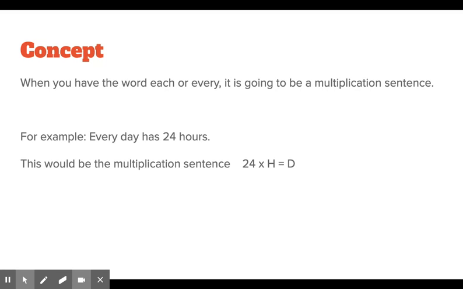For example, every day has 24 hours. This would be the multiplication sentence: 24 times hours equals days, except that's wrong. It would actually be 24 times days equals hours. I made a small mistake, accept my apologies.